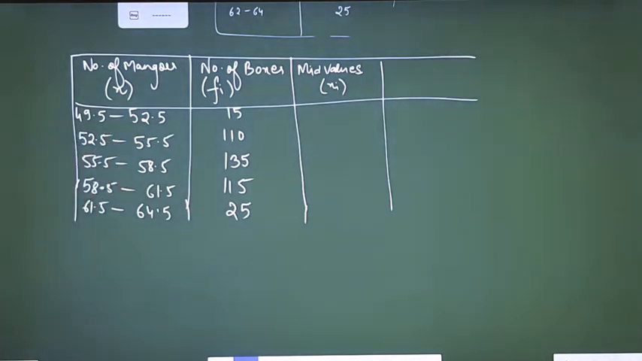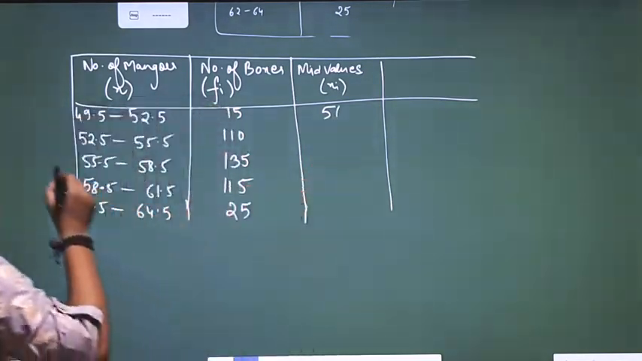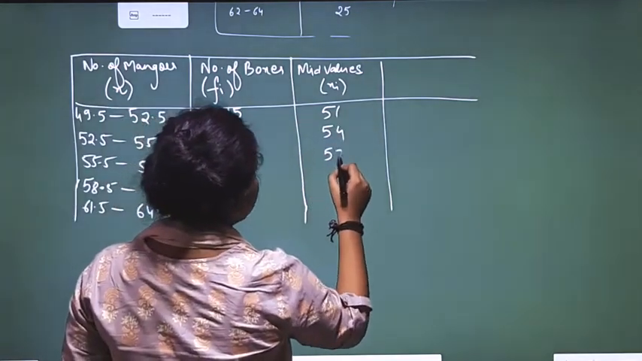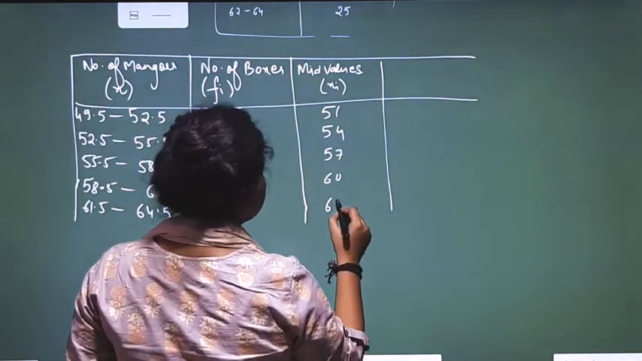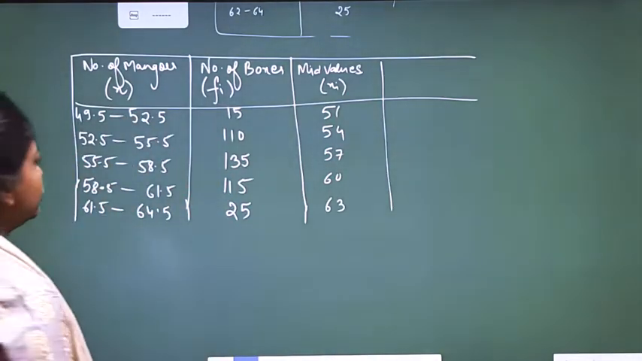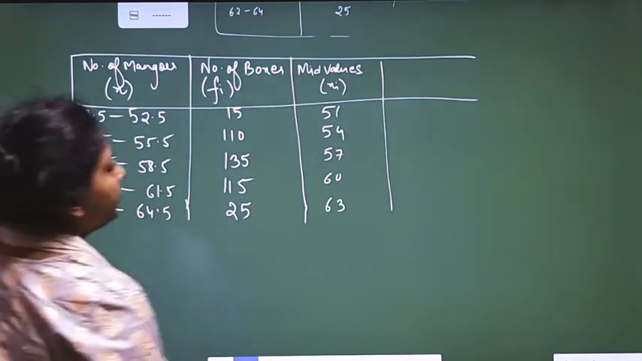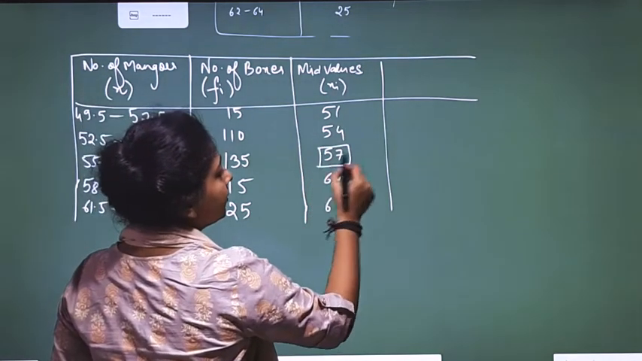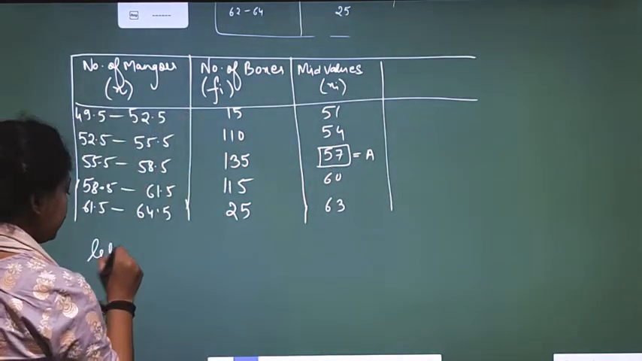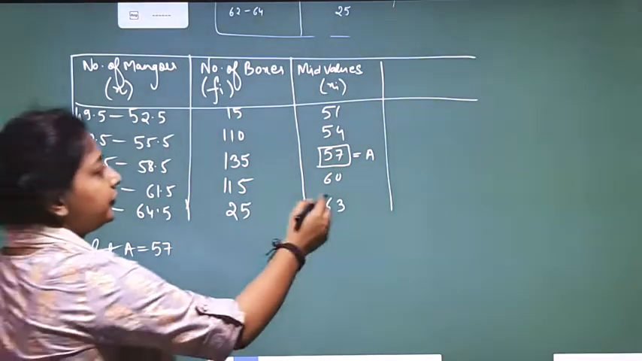So here we will be getting the mid value as 51. Next will be 54, then 57, then 60 and then 63. So these are our mid values. Let us assume 57 to be our assumed mean. This is a, let a equal to 57. So we are considering a to be 57.